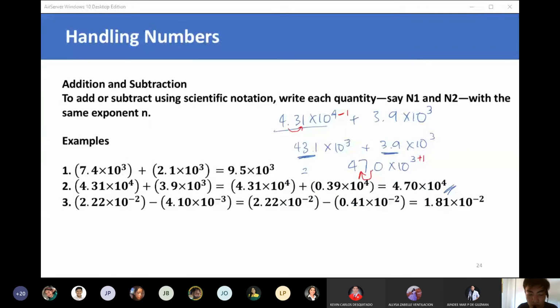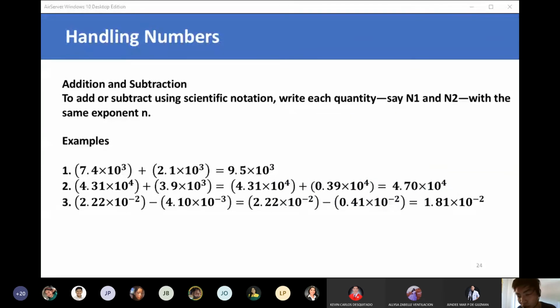So, are we clear with addition and subtraction? Okay naman po tayo dyan. If you have question, you can ask, no? Para okay tayo.